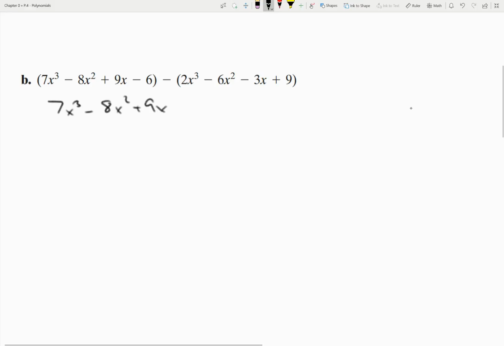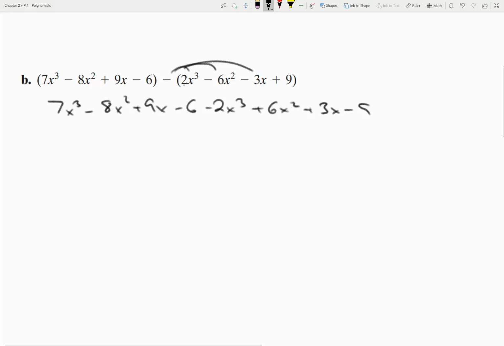Plus 9x minus 6. I would change this to a plus and change all the signs inside. So the 2 is a plus, it would change to a minus 2x to the third. The negative 6 would change to a positive 6x squared, positive 3x minus 9.